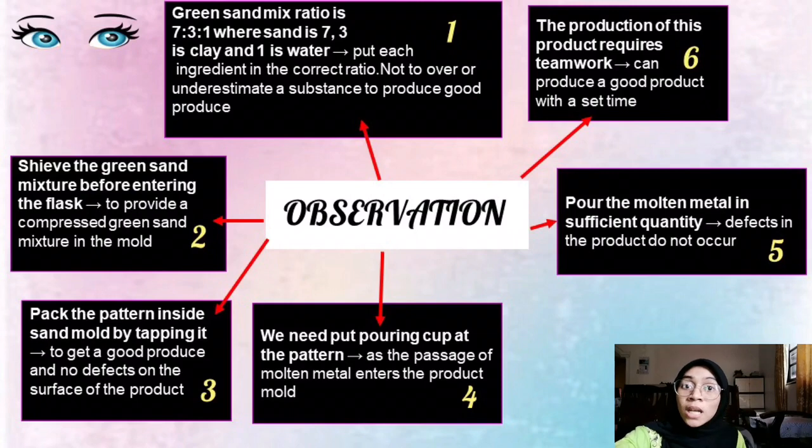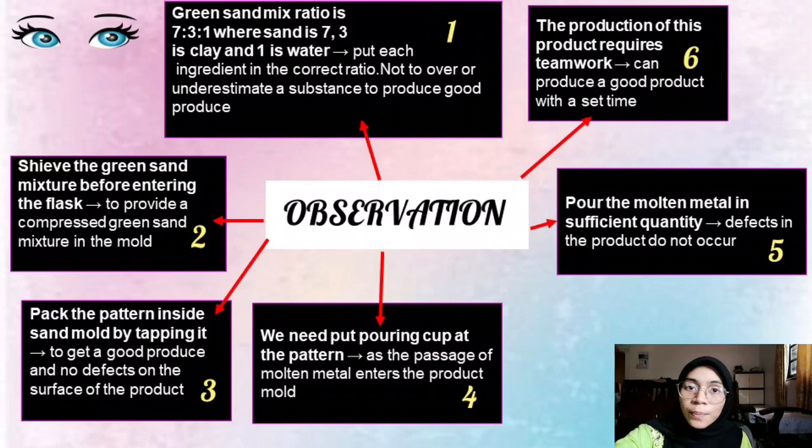Okay, I want to explain the observations that can be made during the sand casting process. Firstly, the green sand mix ratio is 7:3:1, where sand is 7, clay is 3, and water is 1. We should put each ingredient in the correct ratio so that the sand mixture is more compact and can produce a good product. So, in the mix, do not over- or underestimate any substance.